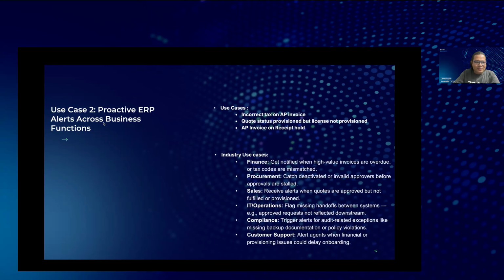In finance, teams can be alerted when high volume invoices are overdue or when tax codes are misaligned. Procurement can spot issues like deactivated or invalid approvals before the approval workflow stalls. IT operations can benefit by catching integration or handoff failures. Compliance teams can flag audit exceptions. With these proactive alerts, your ERP stops being a passive system of record and becomes an active partner in keeping the business on track.